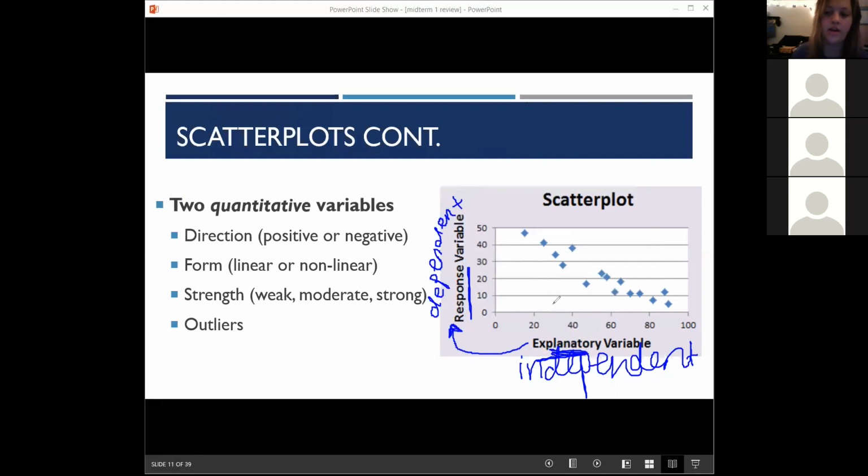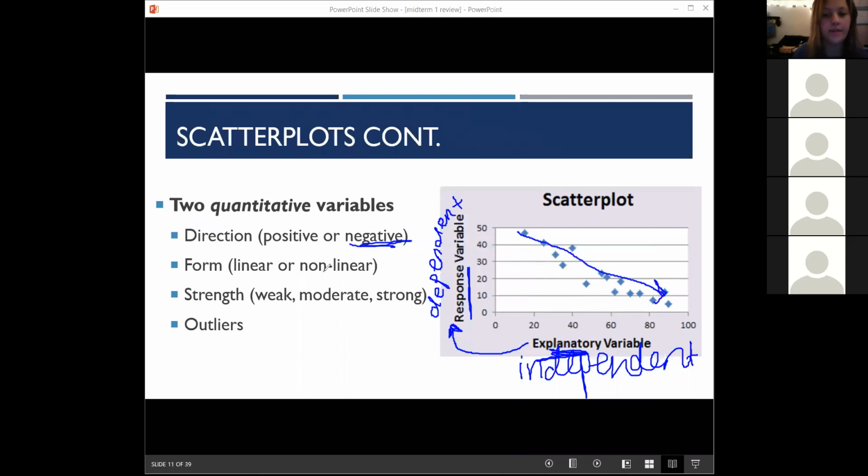So basically, you want to read scatter plots in terms of: what's the direction, what's the form, what's the strength, and are there outliers. So your direction is going to be whether it's positive or negative. From left to right, do we see a positive trend or a negative trend? For example, here from left to right, it's going downwards, so I would consider this one negative.